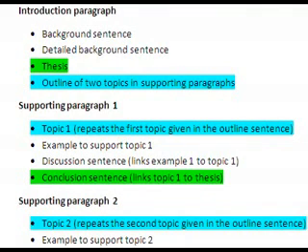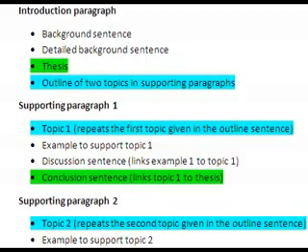So in the introduction paragraph, you have the background sentence, your detailed background sentence, which is just giving some background information about what you're going to talk about, your thesis, which is the main idea of your entire essay. And so I've marked that in green. So everywhere that you see green in this skeleton is an area where the essay is linking back to the thesis and reinforcing the idea that was presented in the thesis. And then following the thesis, you have the outline of the two topics that will support your thesis in the supporting paragraphs, supporting paragraph 1 and supporting paragraph 2.